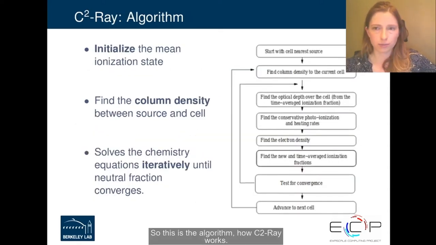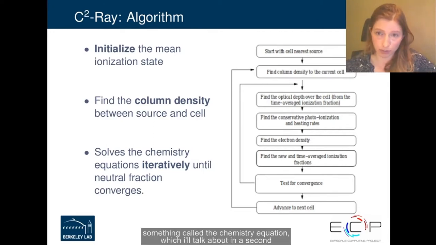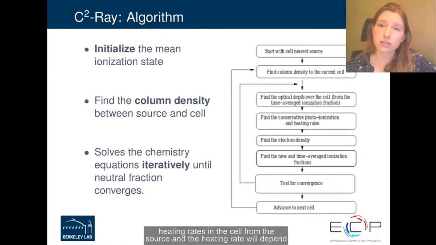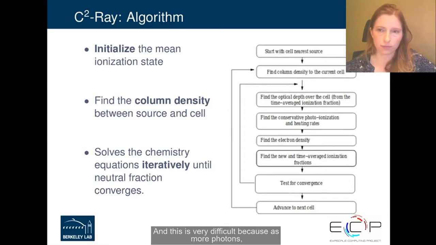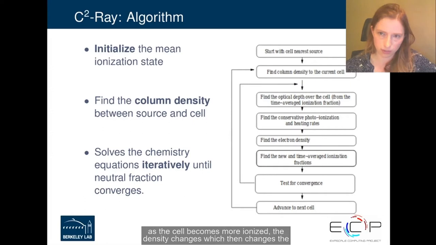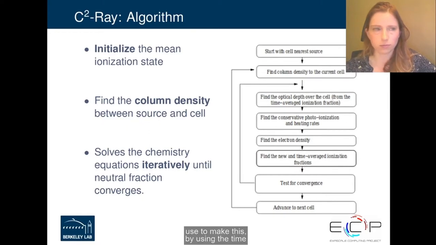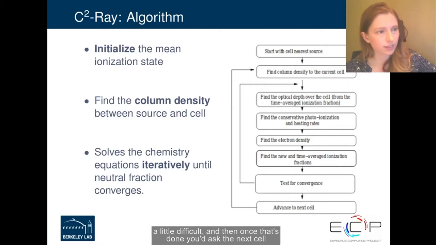So this is the algorithm, how C2-Ray works. First of all, for every source, you have to solve something called the chemistry equations, which I'll talk about in a second, which basically means you have to calculate the heating rates in the cell from the source. And the heating rate will depend on the density of the cell and also the flux. And this is very difficult because as the cell becomes more ionized, the density changes, which then changes the ionization rate. So there are a few tricks that we use, using the time-averaged optical depth to do this calculation, but essentially it has to be solved iteratively, which makes it a little difficult.